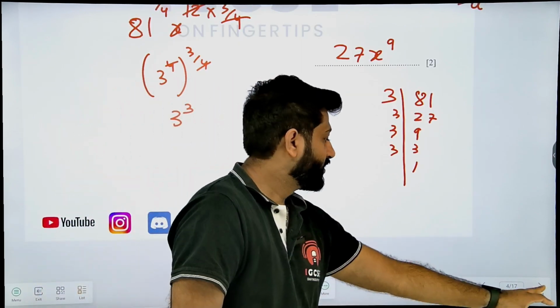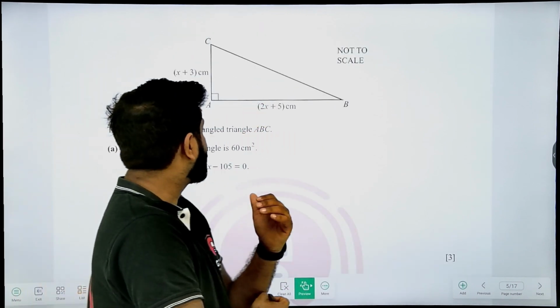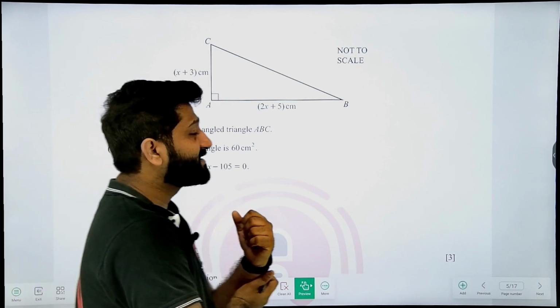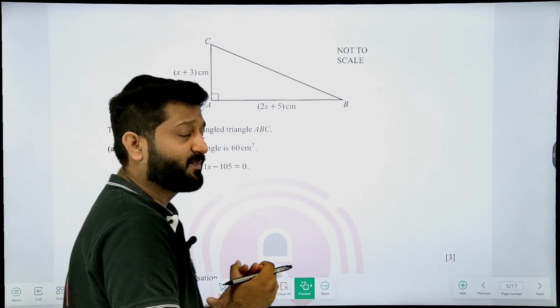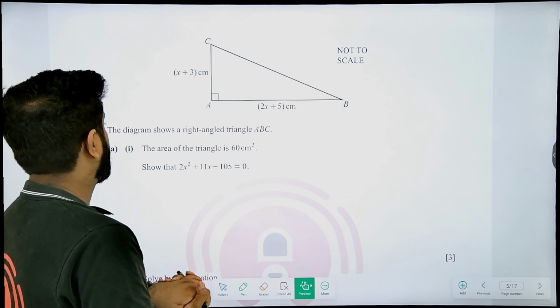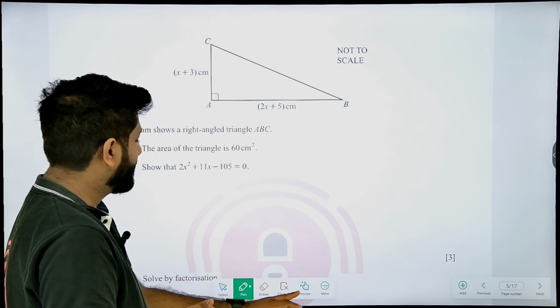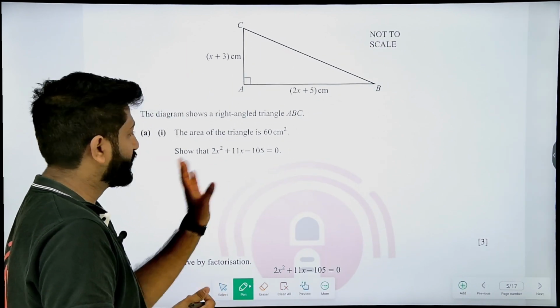Now, okay. Going towards the next question. The diagram shows a right angle triangle ABC. The area of the triangle is 60 centimeters square. Show that 2x square plus 11x minus 105 equals to 0. This is a right angle triangle. I have been given the area of this triangle. I have to show.